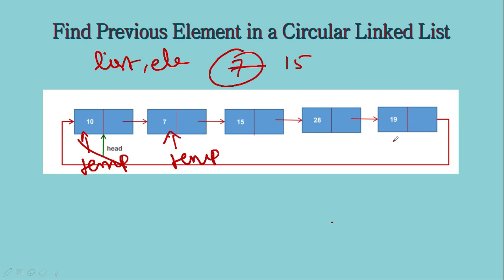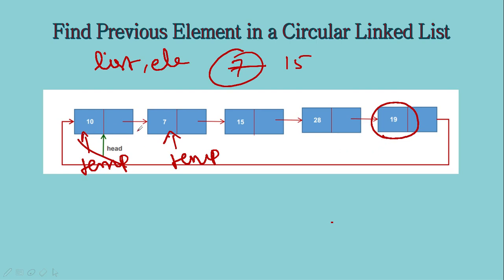This is the idea that we are going to follow, and when I reach the last node I will stop. Obviously I can stop because there is no next node for this last node. In other words, the last node is not a previous node for any other node, right? So this cannot be an answer. 19 cannot be an answer at all. So I can stop as soon as I reach the last node.